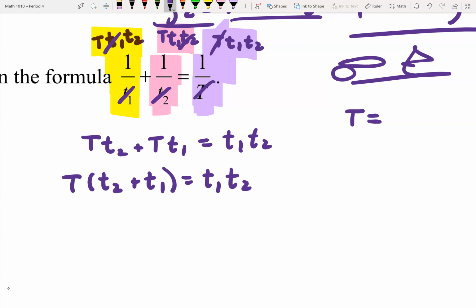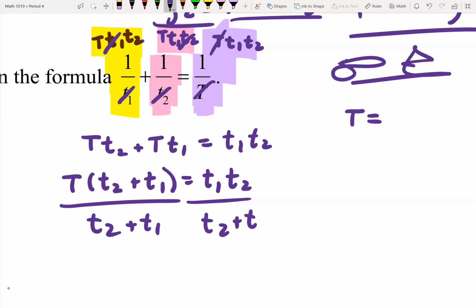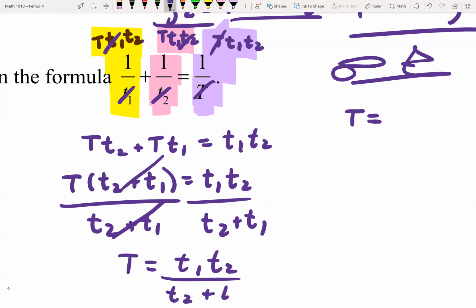People get confused. What goes on the bottom? The T sub 1 times T sub 2 or the T sub 2 plus T sub 1? Which one goes on the bottom? The one that's multiplied by the T, right? You divide by what's there, and then those cancel. So your answer is capital T is T sub 1 times T sub 2 over T sub 2 plus T sub 1. That's it. Too many T's.